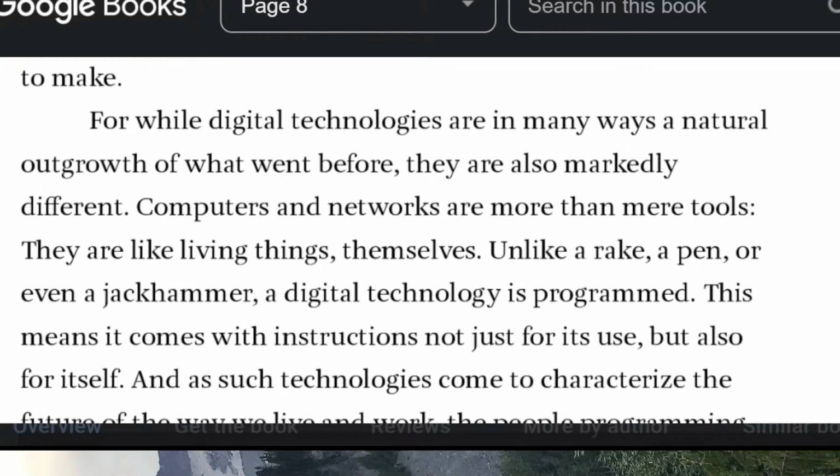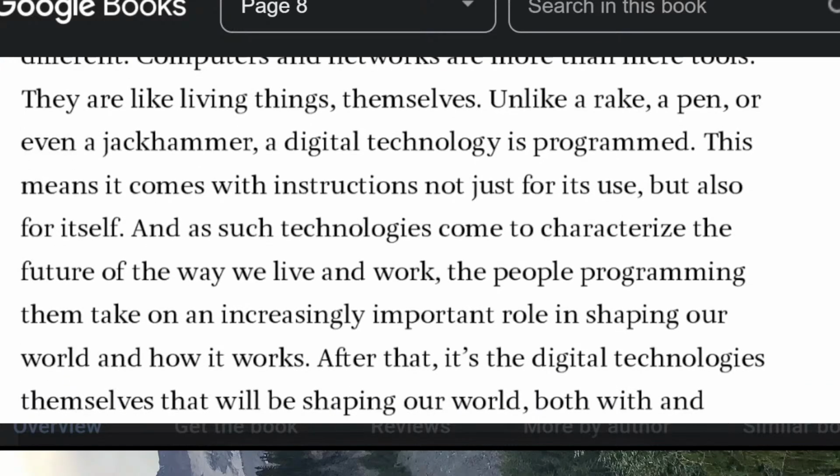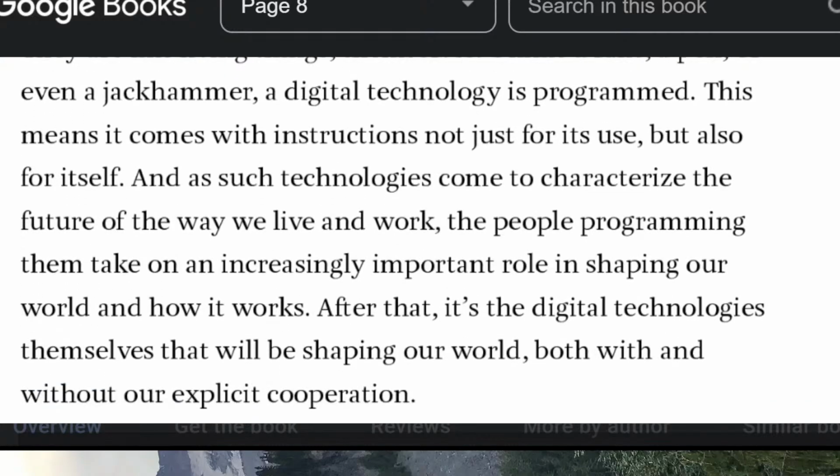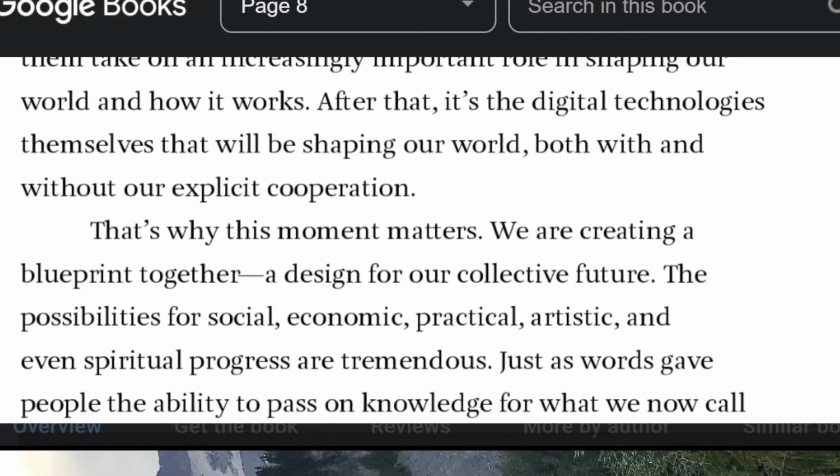For while digital technologies are in many ways a natural outgrowth of what went before, they are also markedly different. Computers and networks are more than mere tools. They are like living things themselves. Unlike a rake, pen, or even a jackhammer, a digital technology is programmed. This means it comes with instructions, not just for its use, but also for itself. And as such, technologies come to characterize the future of the way we live and work. The people programming them take on an increasingly important role in shaping our world and how it works. After that, it's the digital technologies themselves that will be shaping our world, both with and without our explicit cooperation.